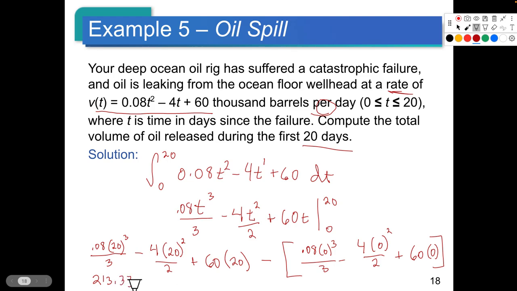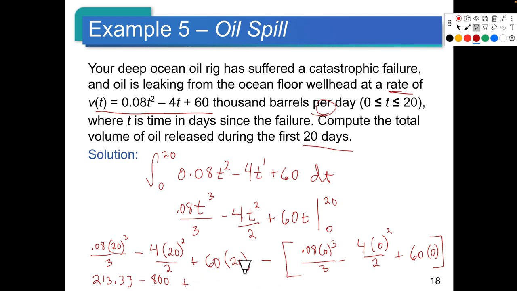213.3333 repeating. For this part we're going to get 4 times 20 raised to the second power divided by 2. I end up with minus 800. Am I matching anyone else? Anyone else checking me on this? Because I'm probably the biggest mistake maker in the whole class when it comes to arithmetic.